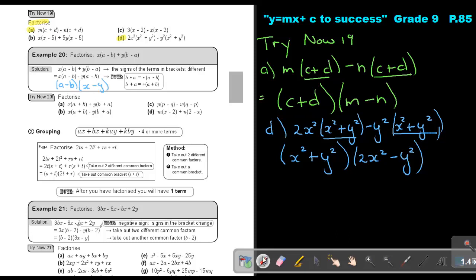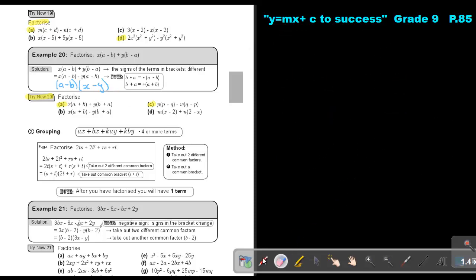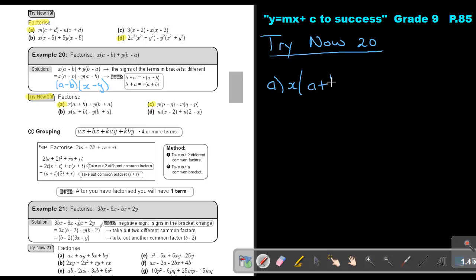Okay. I want you to do for me the final, just number A and C. Try now, 20, number A and C. Let's just make space. Okay, so it's try now 20 and it's going to be A. Okay, so first let's write it down. It's x(a plus b) plus y(b plus a).